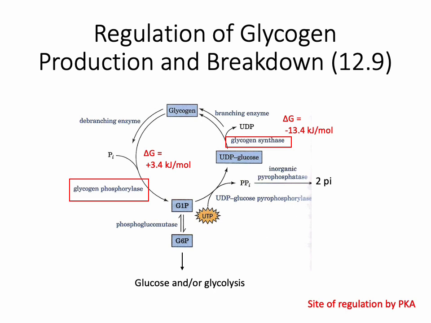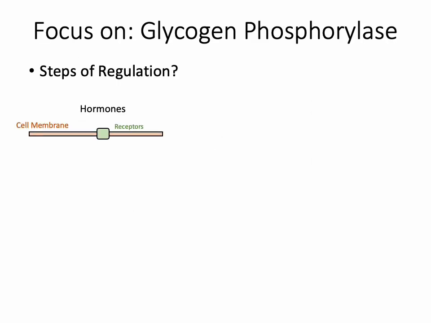First, we're going to focus on glycogen phosphorylase. If you recall from last class, I asked you to take a look at the regulation of glycogen metabolism in your textbook. We're going to briefly cover that content here. Looking at glycogen phosphorylase, there are several different steps or layers of regulation, as you may recall from your textbook. We're going to start from the top and go all the way down.